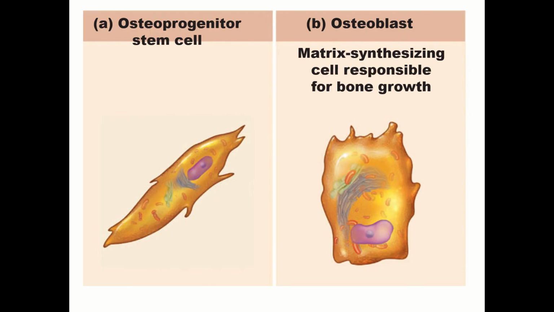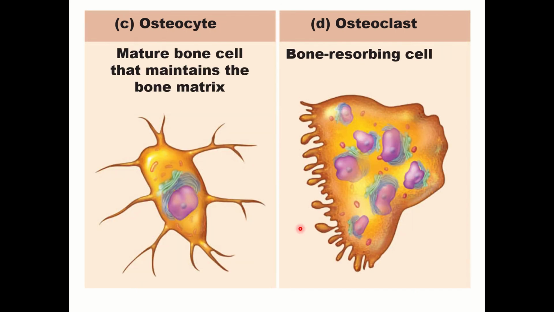This illustration shows the osteoprogenitor stem cell and the osteoblast. As a stem cell, this can differentiate into a particular mature cell. And in this case, this one is going to mature into an osteoblast. Now, an osteoblast is still pretty young and actively secreting bone matrix. When it matures, it becomes the osteocyte. This cell is still alive, but it is no longer actively dividing. It is maintaining the bone matrix.